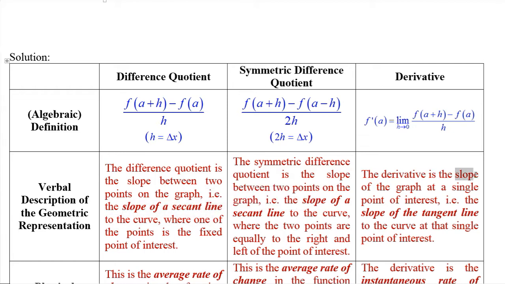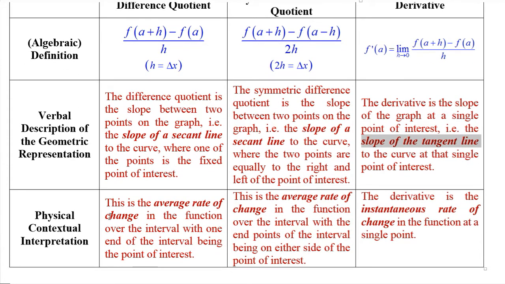Now the derivative is also a slope, but it's at a single point of interest. So what does that mean? That means it's a slope of the tangent line to the graph there. So the symmetric difference quotient and the difference quotient are both slopes of secant lines. The derivative then is a slope of a tangent line. It's not the tangent line, it's the slope of that tangent line, which is a number.